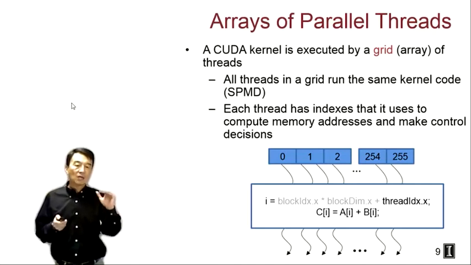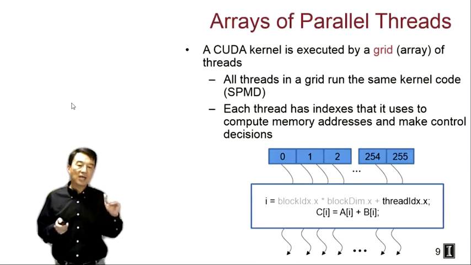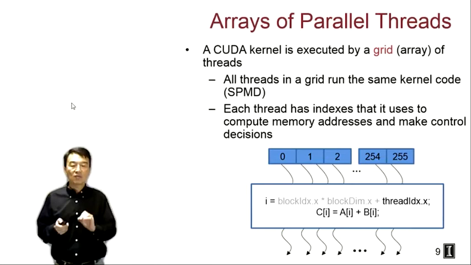So when we execute the statement C[i] = A[i] + B[i], the i value for every thread will be different. Thread 0 will be adding A[0] plus B[0] and assigning that to C[0], and thread 255 will be adding A[255] plus B[255] and assigning that to C[255].